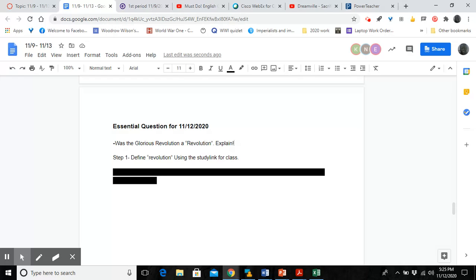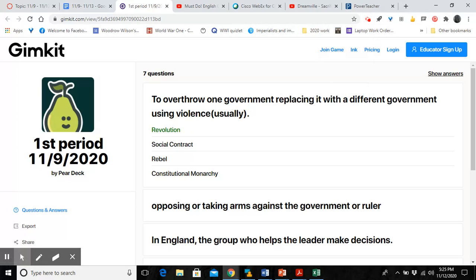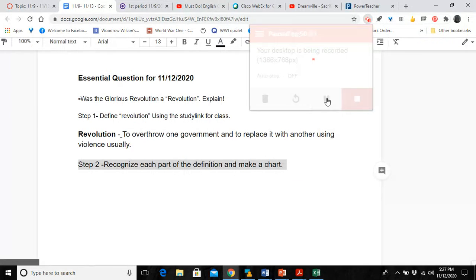The question: was the Glorious Revolution a revolution? Explain. In order to do that in class, we had to define revolution using the study link. The study link says to overthrow one government, replacing it with a different government, using violence usually. That is what you're going to copy as the definition. And you see that here: to overthrow one government and replace it with another using violence usually.